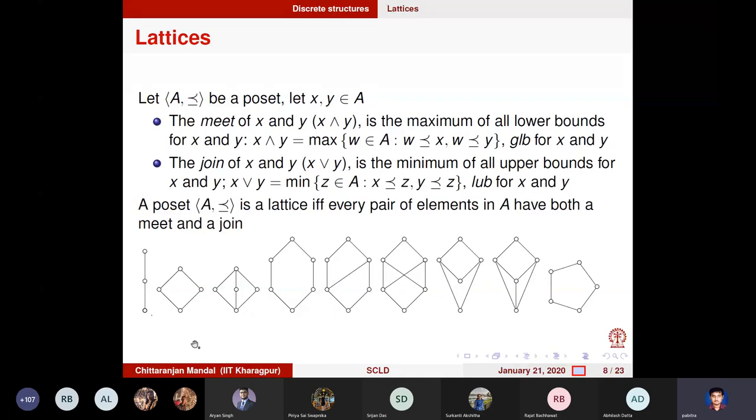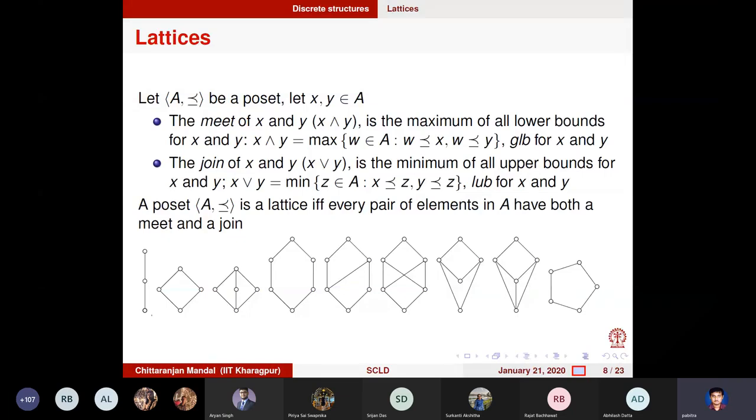So these two are non-comparable elements. These two non-comparable elements do have a join. These two have a meet. But the question is, do these two have a meet? Now apply the definition and think. Do these two have a meet?